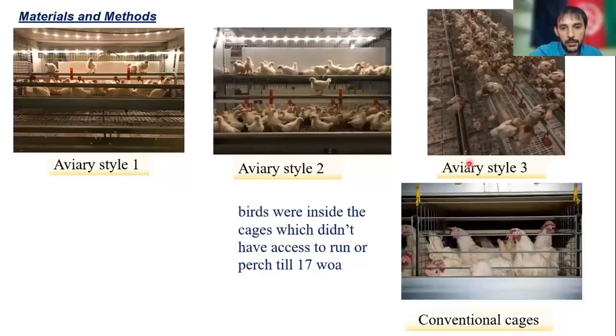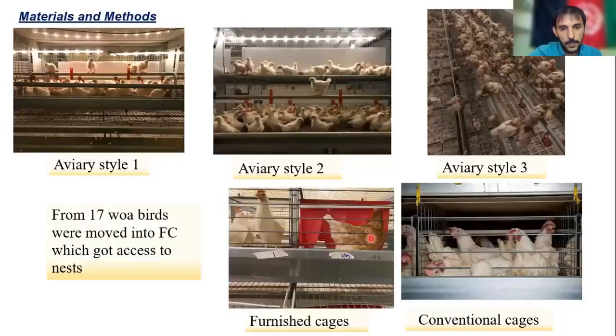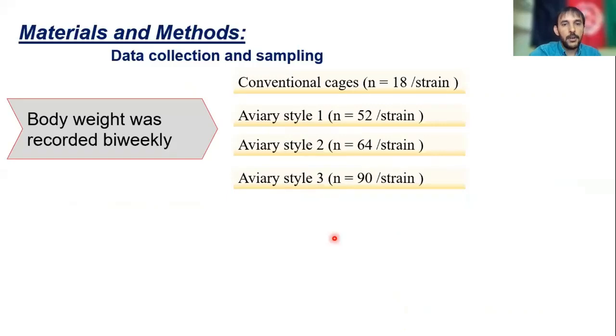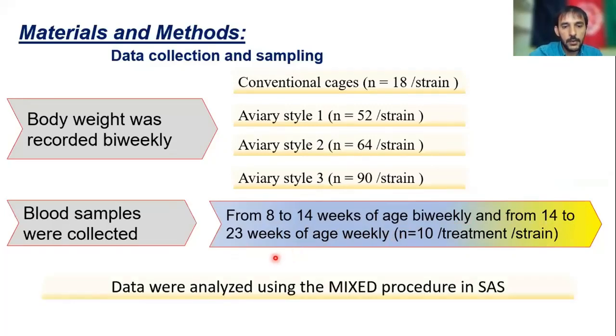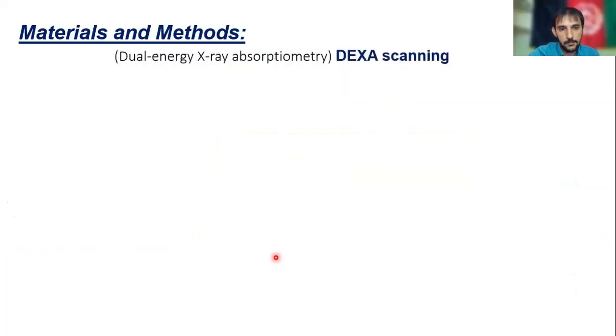In conventional cages, birds didn't have access to run and perch till 17 weeks of age. At 17 weeks of age, all these birds were moved to furnished cages, which were equipped with a nest area in order to lay eggs and measure the egg production of the birds. Body weight was collected biweekly, and we collected blood samples biweekly from 8 weeks to 14 weeks of age, and weekly from 14 weeks of age to 23 weeks of age. Data were analyzed using the mixed procedure in SAS.